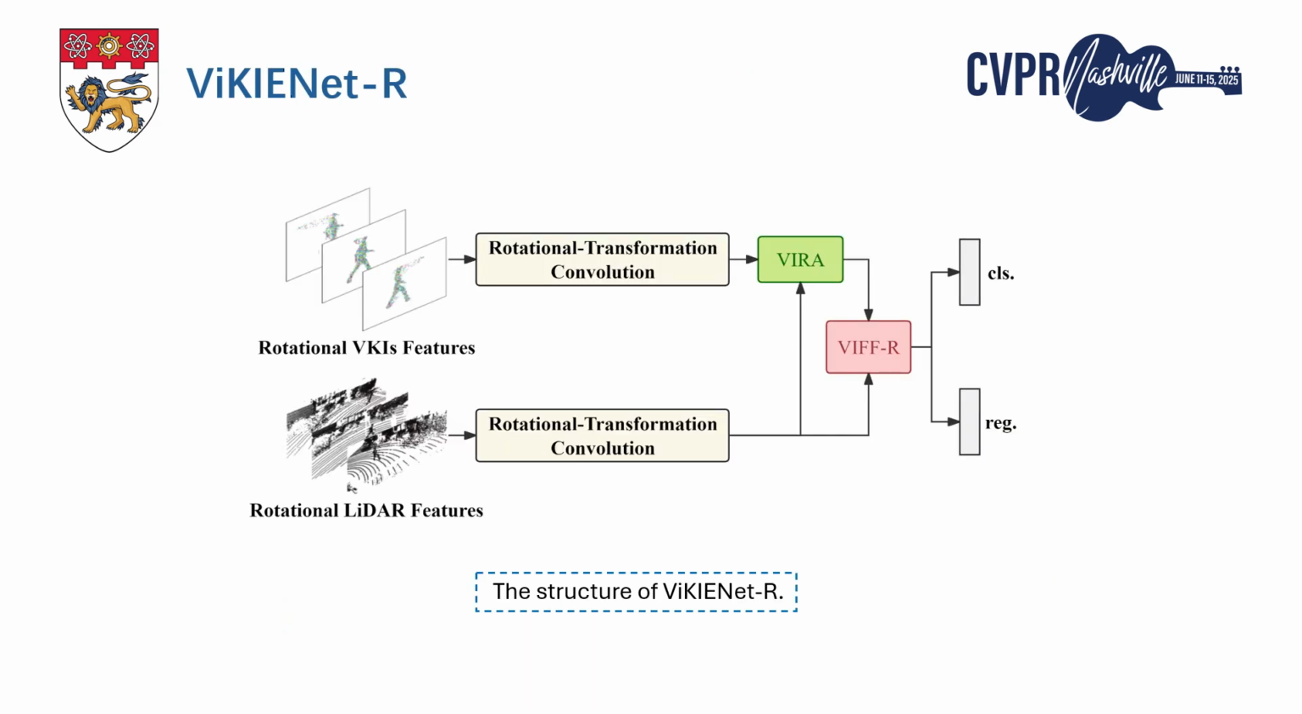ViKIENet-R, Rotational Transformation Equivariant VKI Features. ViKIENet-R applies 2N rotational transformations to the VKIs and LiDAR points, generating multi-view feature representations. Subsequently, voxel features for each transformed point set are extracted through a transformation equivariant sparse convolutional encoder, obtaining two sets of features. Since we only used 10% of the virtual points compared to methods using all virtual points, the computational complexity is substantially reduced, thus enabling rotation transformation equivariant networks to be applied in more resource-constrained applications.